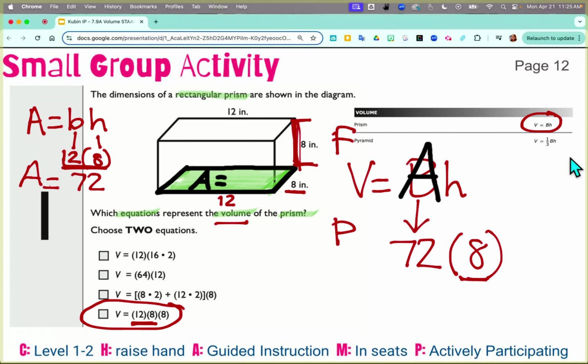And if I look at 12 times 8 times 8, I notice that 8 times 8 is 64. So 64 times 12 is another answer. They're having you look at this in many different ways, and you have to be open-minded enough to see that. Okay, so that's how we plug into the formula. Let's do a question where we're solving it.